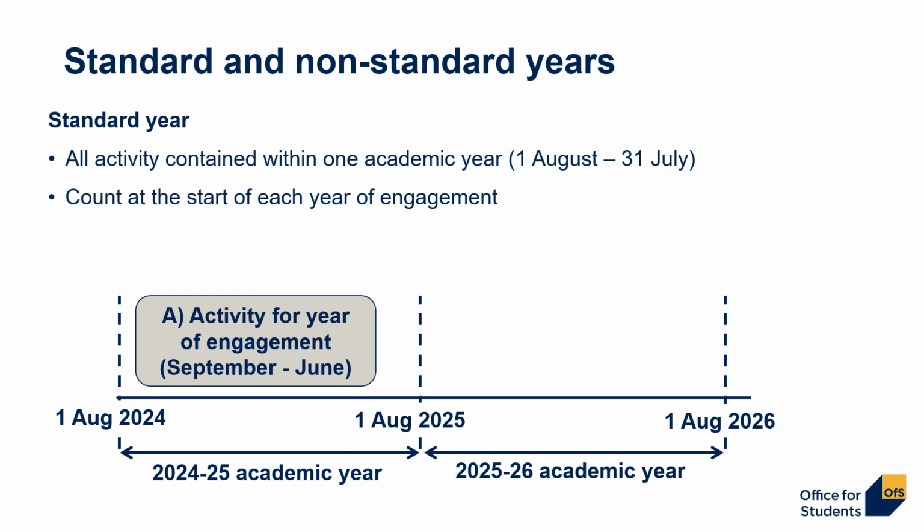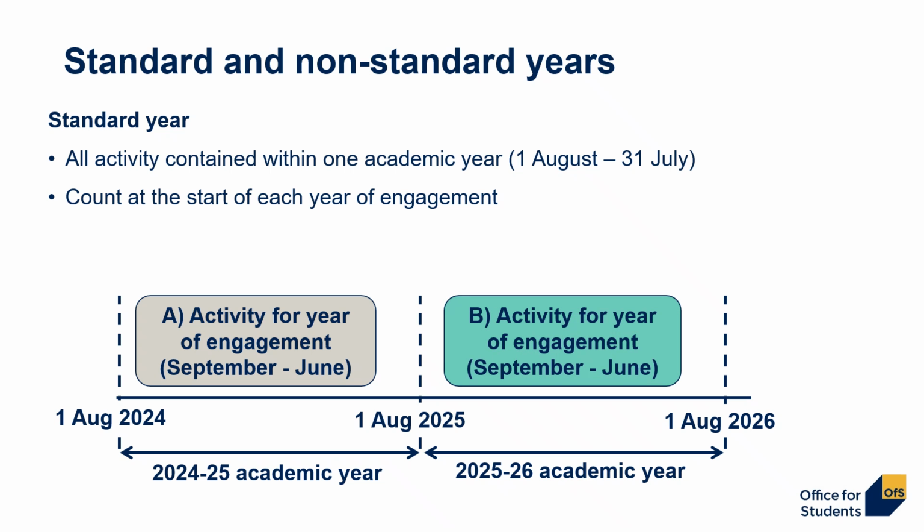Box A shows activity in 2024-25 for a year that started on or after the 1st of August 2024 and that was completed before the 1st of August 2025. And the following year is a standard year 2 as seen in box B, as again all the activity for the year of engagement is contained within one academic year. Standard years are likely to be the pattern for the majority of students, mostly starting in September or October and taking end-of-year exams in May or perhaps June.